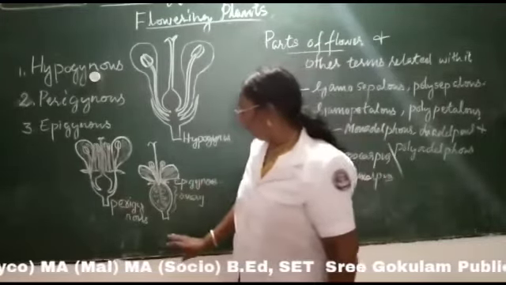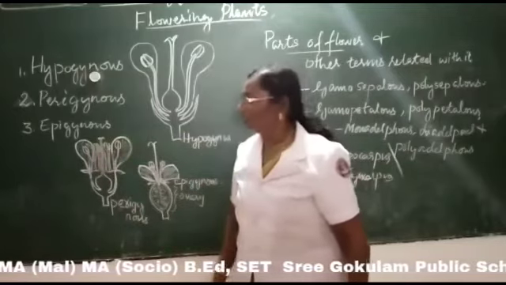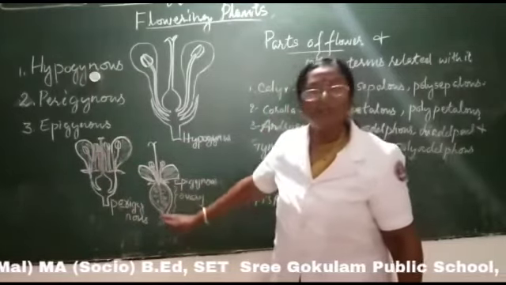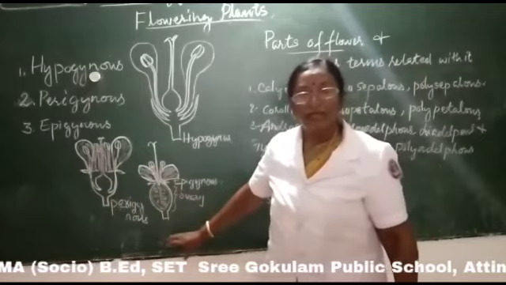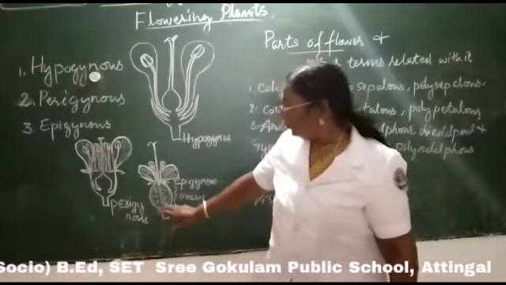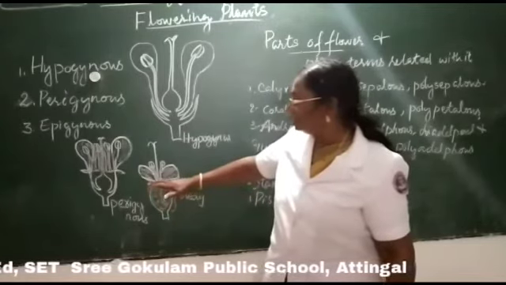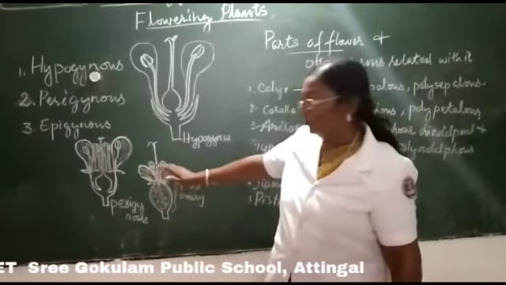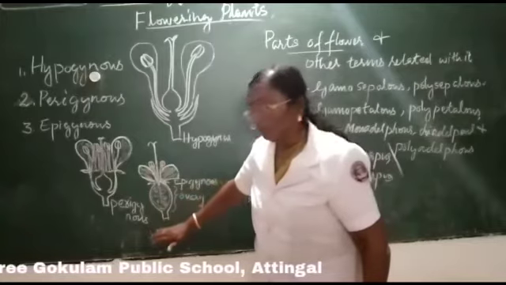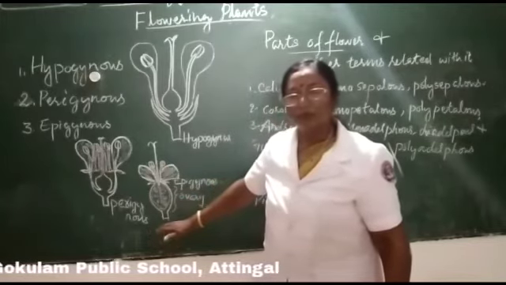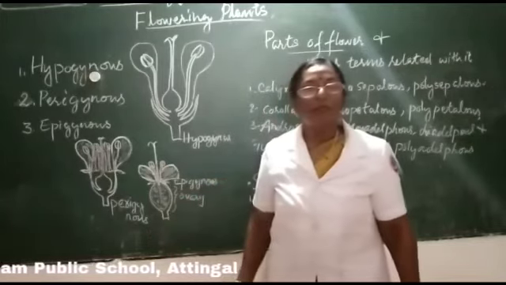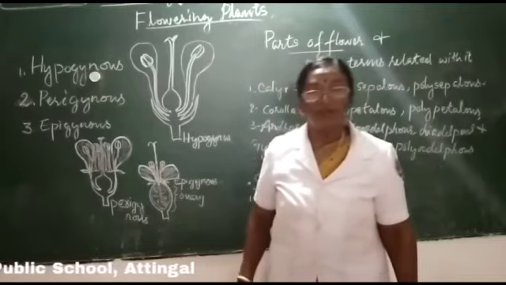And when coming to the epigynous flower, we can see the ovary is in the lowermost position and the thalamus fuses with the ovary, and all the floral leaves are seen arising above the level of the ovary. So in this type of flower, the ovary is said to be inferior.